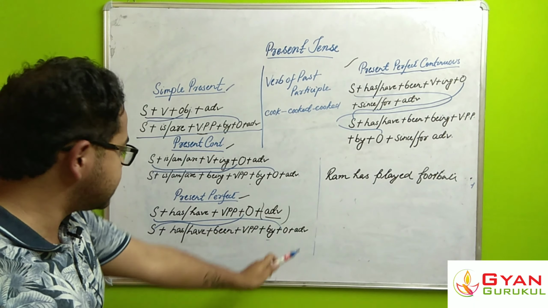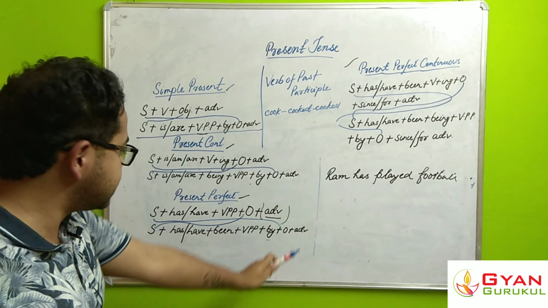Now we need to convert this sentence into passive voice. Simple. Put this sentence into this structure. Again, Ram is the subject, football is the object, right? So we will convert this sentence, meaning the object will become the subject, that is football.